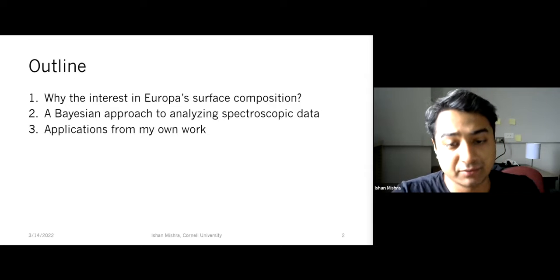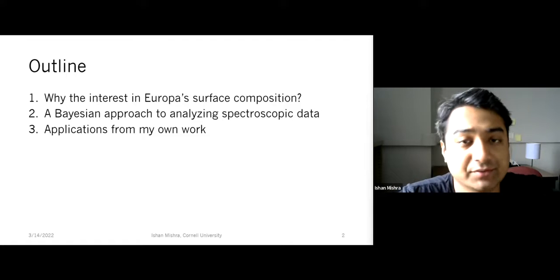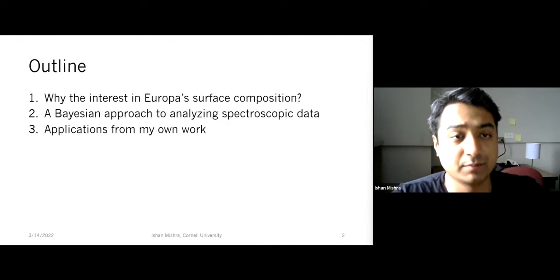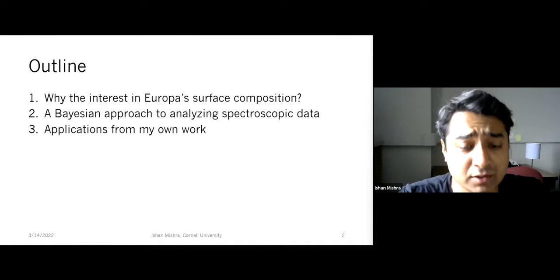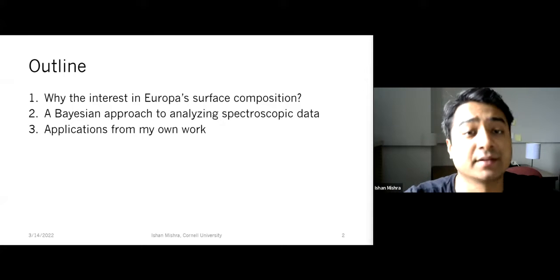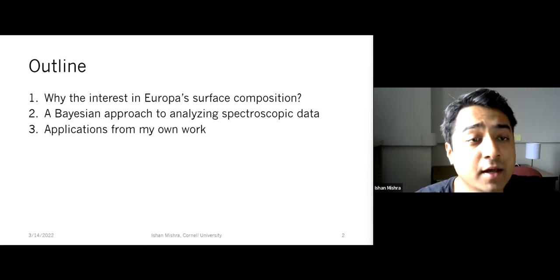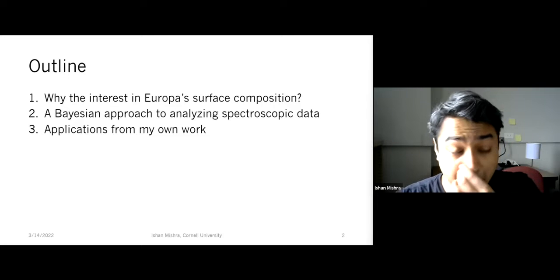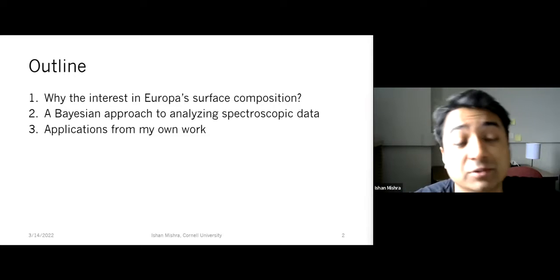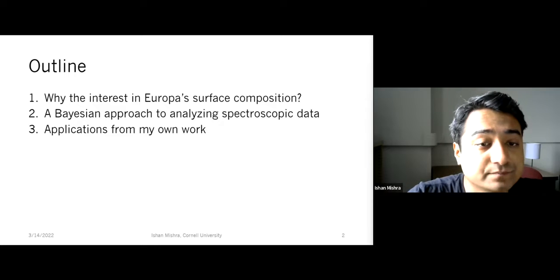I'll first briefly explain the interest in Europa's surface composition. Then I'll talk about methodology for analyzing its spectroscopic data that I have been trying to push forward and developing a framework for it. And then I'll provide some examples of applications from my own work.